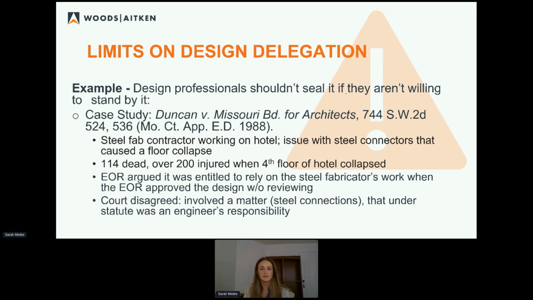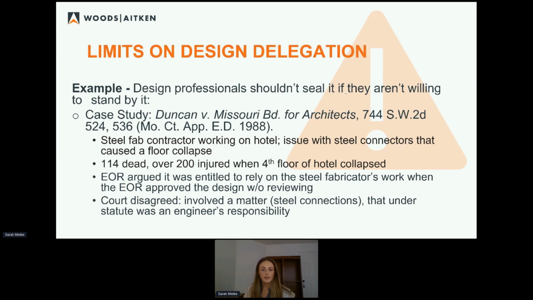The engineer stood by his point and said, no, I'm not responsible for this. I delegated this aspect of the design to the steel fabricator, and the steel fabricator assumed responsibility for that element of the design. And the steel fabricator actually had in-house engineers and architects. Their level of involvement isn't totally clear, but it's worth noting that there were design professionals involved. And still, the court disagreed with the engineer's opinion. So this is a win for contractors. A win at a great cost because a lot of lives were lost. But the court did determine that the steel connections under statute were an engineer's responsibility.